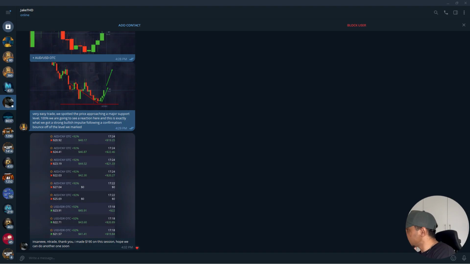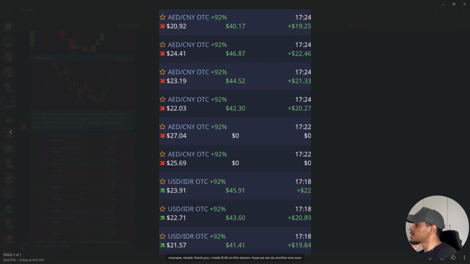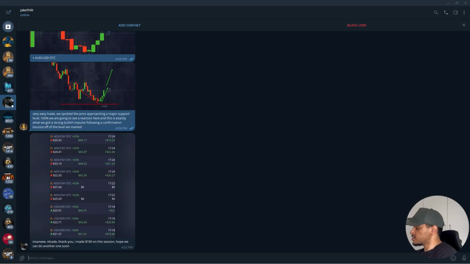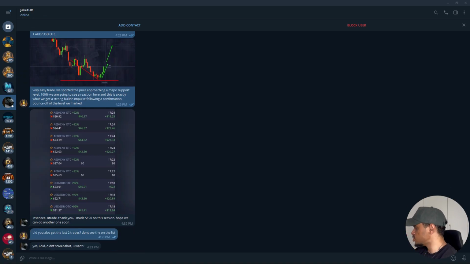And there we have confirmation from our trader as well. They did get $190 here. So they are missing 2 trades at the top here, but you can see right there, we went in, we executed the trades. They did also enter a safe option with us. So let's ask, did you also get the last two trades? I don't see them on the list. They say yes, I did, I didn't screenshot. You want? No worries. All good. Thank you for joining, and we can do another one soon. Let me know.